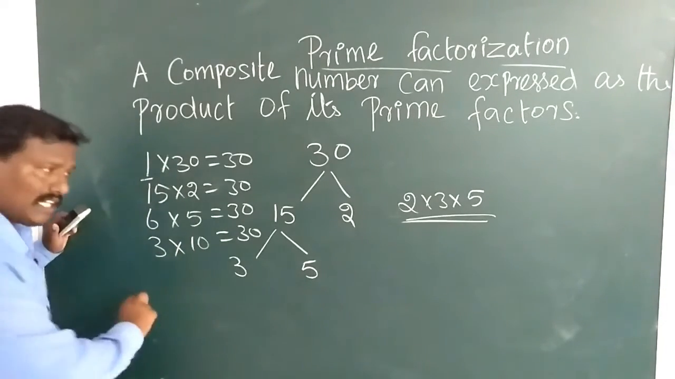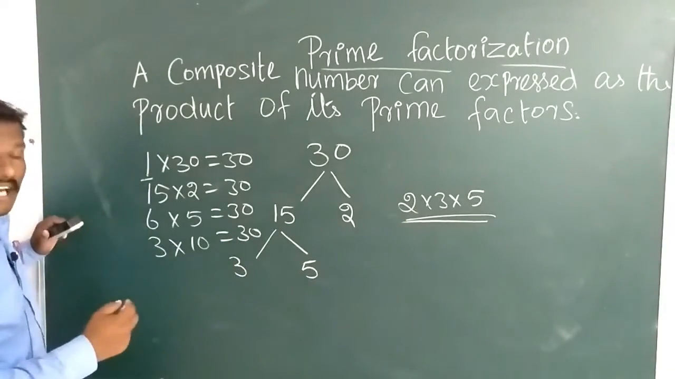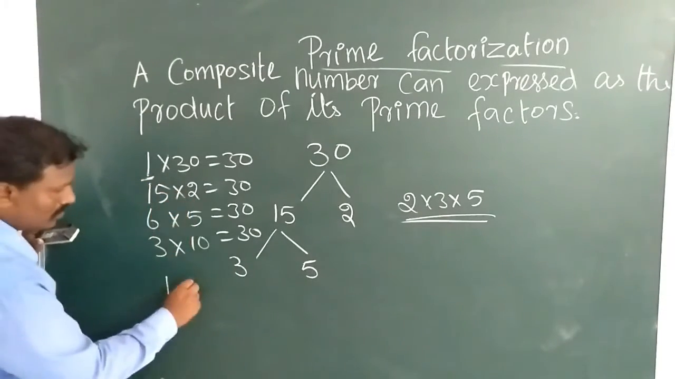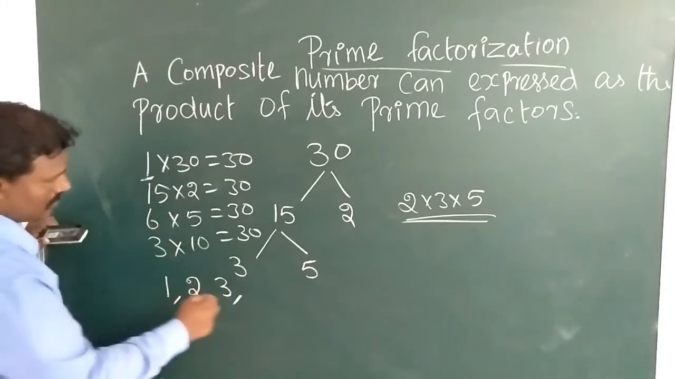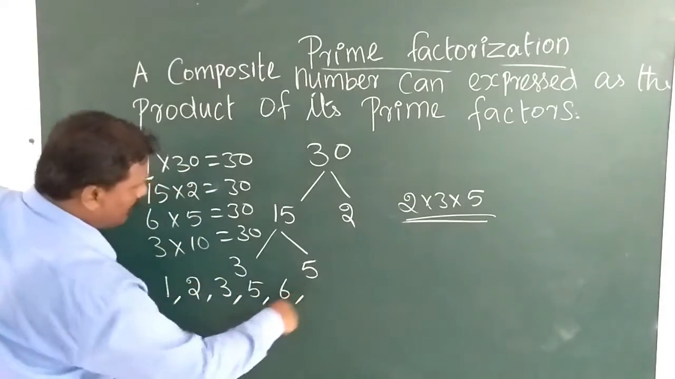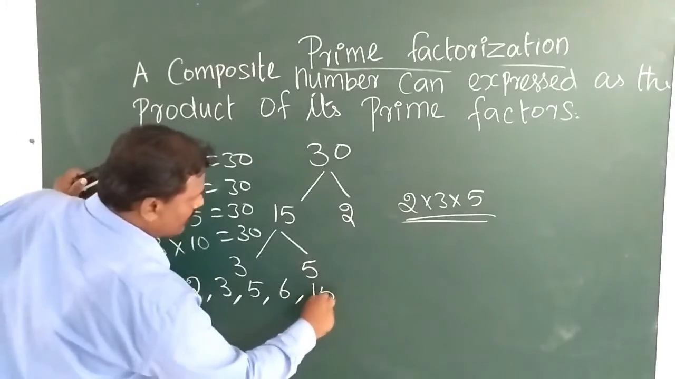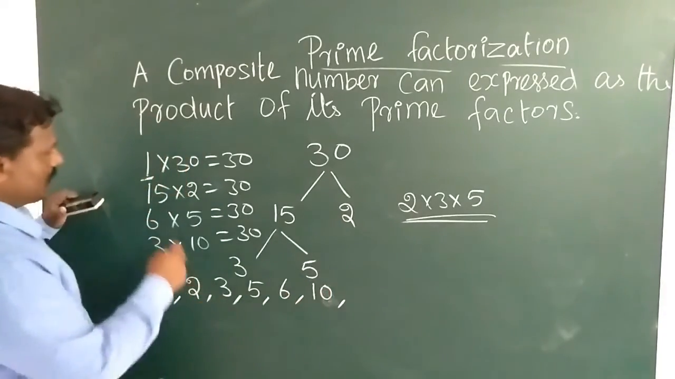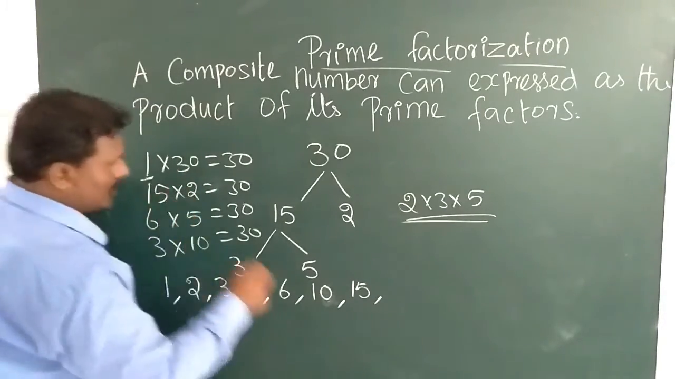But if you write all the factors in the same line, you have to write in ascending order. So first write 1, comma, 2, comma, 3, comma, 5, comma, 6, comma, 10, comma, 15, comma, 30.